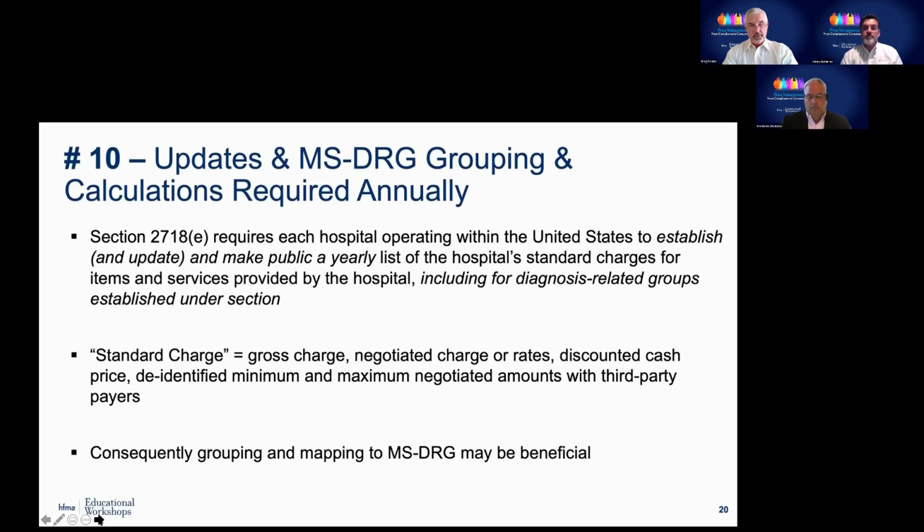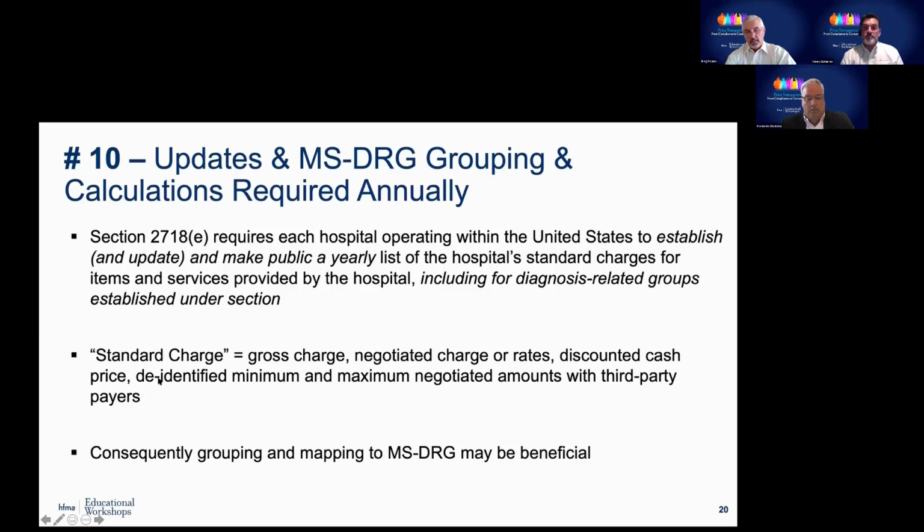So now as we move on to number 10, an important note: section 2718(e) of the Public Health Service Act requires each hospital operating within the United States to establish, update, and make public a yearly list of the hospital's standard charges for items and services provided by the hospital. And this includes diagnostic related groups established under the section.